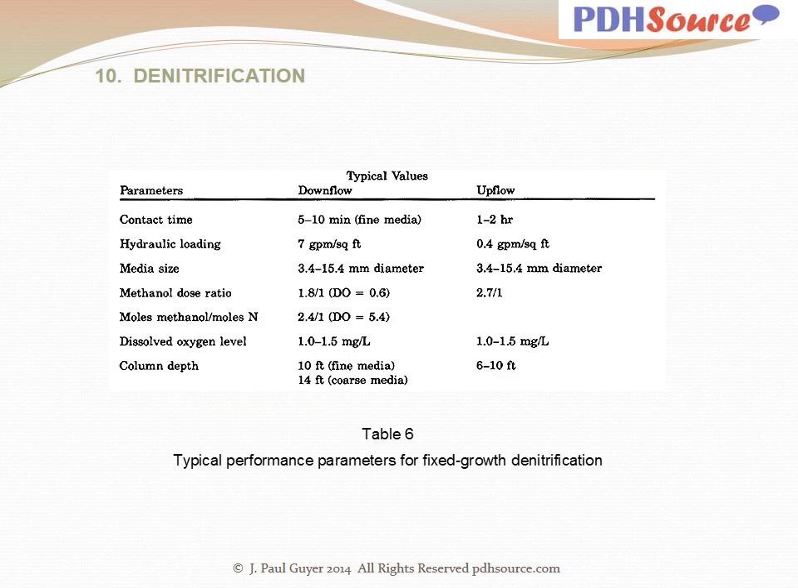Table 6 provides typical performance parameters for fixed growth denitrification, including, as you can see, contact times, hydraulic loading, media size, methanol dose ratio, moles of methanol to moles of nitrogen, dissolved oxygen level, and column depth.